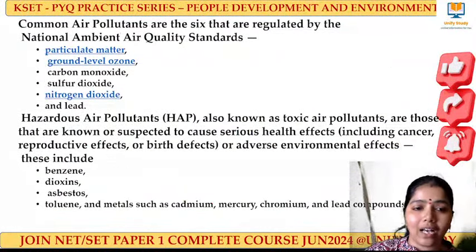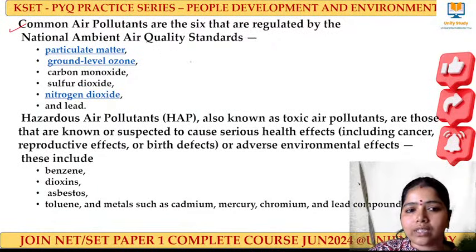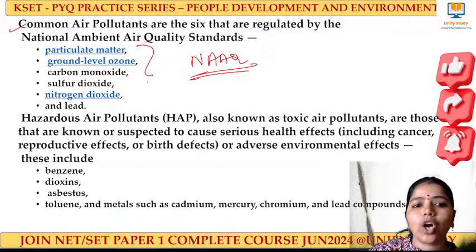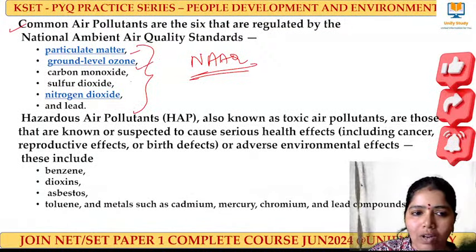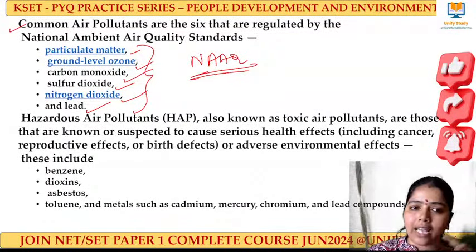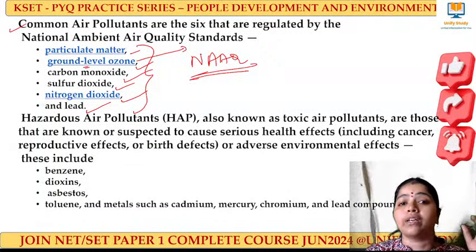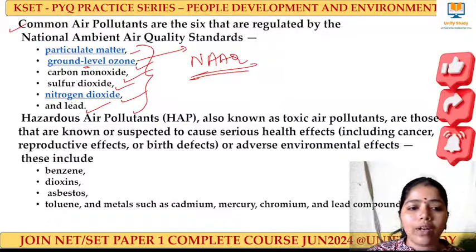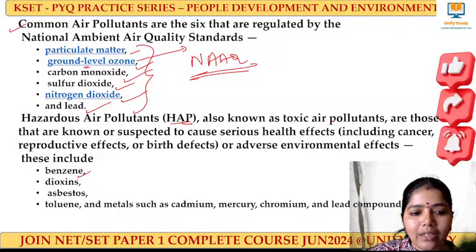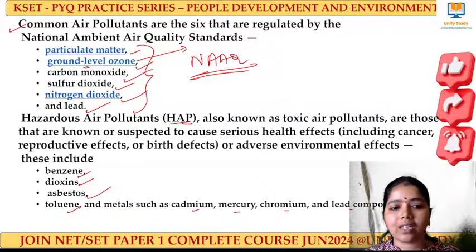Very good. Next question. And one more thing regarding air pollutants. According to the National Ambient Air Quality Standard, note this abbreviation, NAAQS. They have given these common air pollutants: particulate matter (PM), ground level ozone, carbon monoxide, sulfur dioxide, nitrogen dioxide, and lead. In earlier sessions we clearly covered ground level ozone and stratospheric ozone. There are also hazardous air pollutants, like toxic air pollutants such as benzene, dioxins, asbestos, toluene, cadmium, mercury, chromium, and lead. All these things are air pollutants.